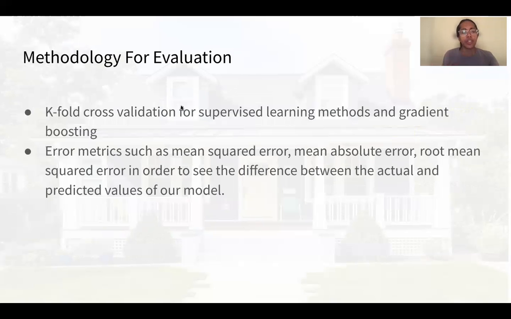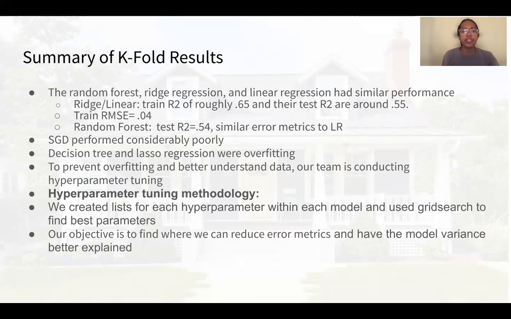In regards to evaluation, we use k-fold cross-validation, and we used error metrics such as MSE, MAE, and RMSE in order to understand how the models performed, and also R-squared. The summary of the k-fold results was that the random forest, ridge regression, and linear regression had similar performance. Ridge and linear regression had a train R-squared of 0.65, and their test R-squared was around 0.55. Furthermore, the SGD performed considerably poorly, and the decision tree and lasso regression were overfitting.